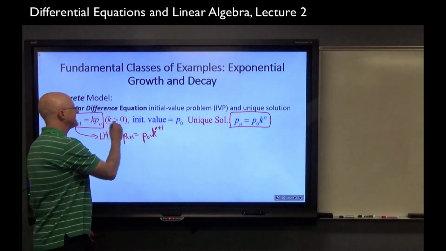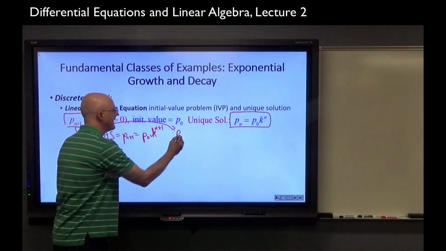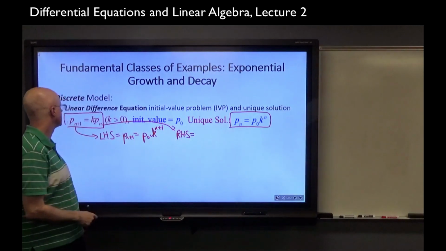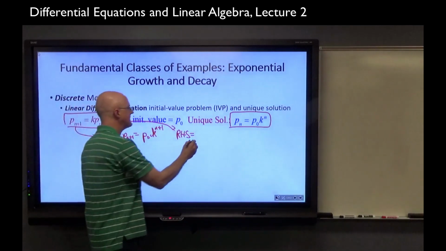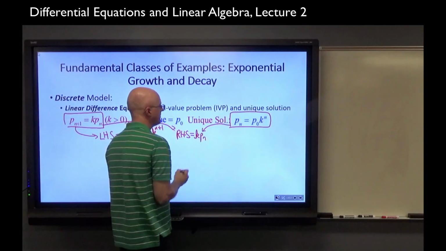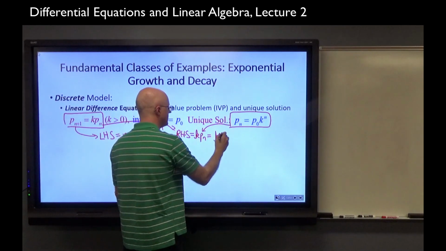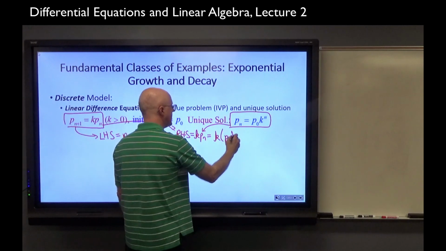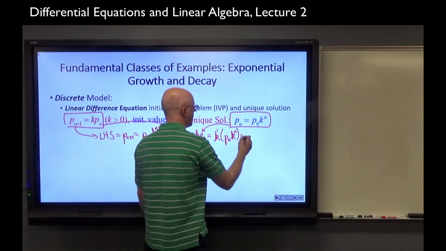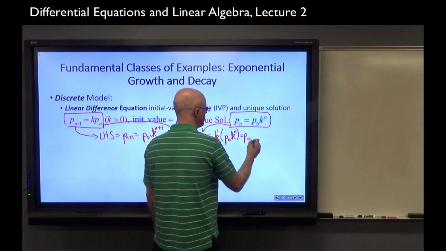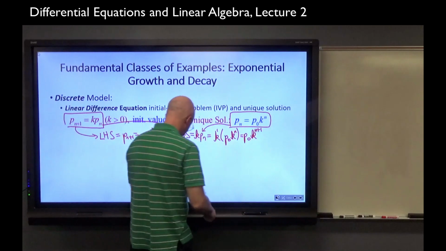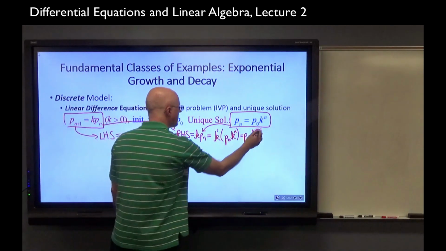What about the right-hand side? Does it simplify to the same thing? If it does, then it's good. It's a solution. The right-hand side is k times P sub n. Go ahead and substitute that in place of P sub n: k times P0 times k to the n. Then simplify. This is a k to the first power. We can rearrange by the commutative property of multiplication, and we have a k to the n plus 1 power right there. And now we have a match.